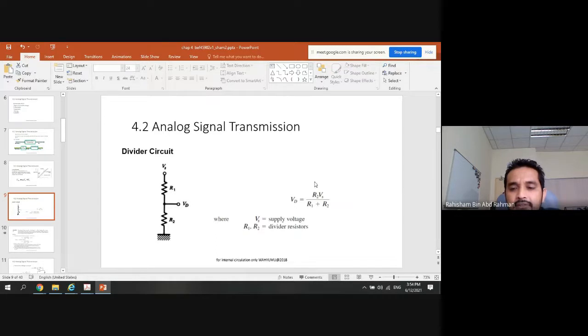So this is the divider equation, in which V at this point, V divider, is equal to R2 times Vs, where Vs is the supply voltage, divided by R1 plus R2. This is the value that we're going to measure here. This is a divider circuit. I think you have learned this in electric circuits, back in semester 1 or 2.